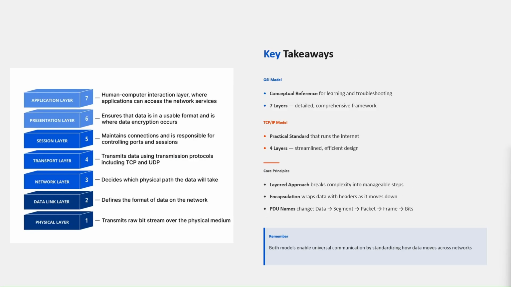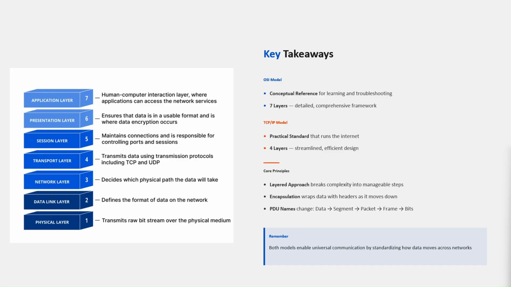To quickly recap, the most important points from this foundational lesson: the OSI model is your conceptual map, the 7-layer reference model that helps understand and troubleshoot every step of the communication process. The TCP/IP model is the practical engine, the 4-layer standard that is actually implemented on the internet today. Both models rely on the principle of a layered approach, which allows different technologies to work together seamlessly. And remember the concept of encapsulation, where data gets wrapped in headers as it travels down the stack, changing its name from data to segment to packet and to frame.